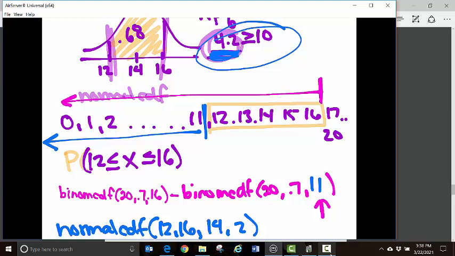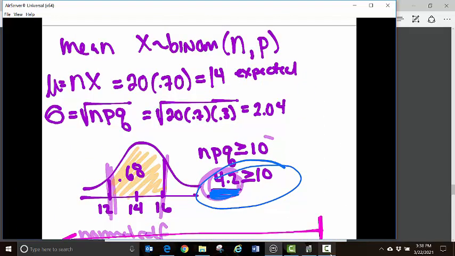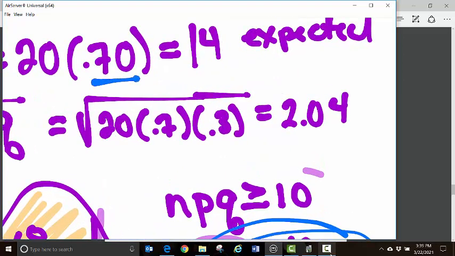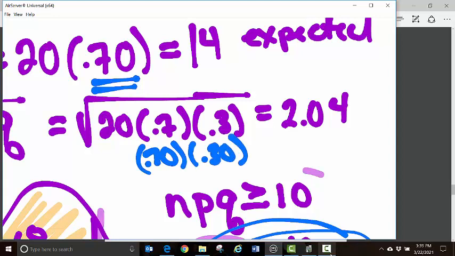This one? What's the probability between 12 and 16 kids having passed all their classes? Anything else? Yeah, it's 0.3 because if the chance of success is 70%, then the chance of failure is 30%.